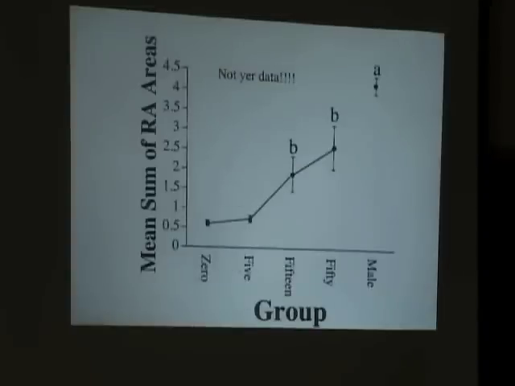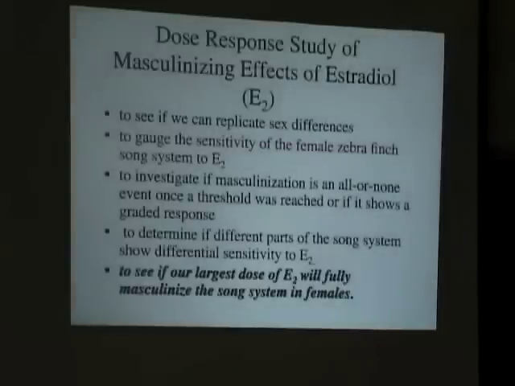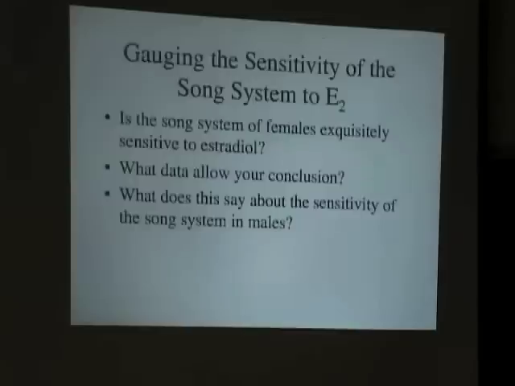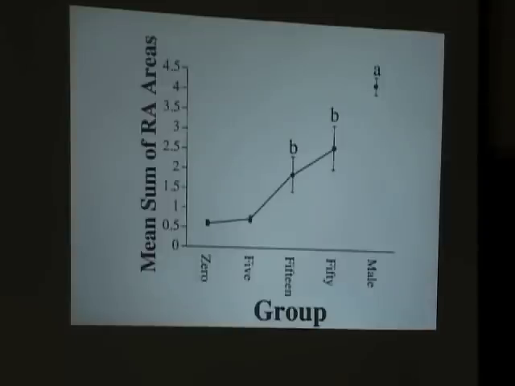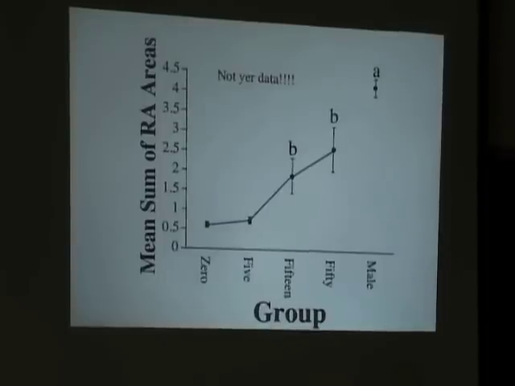Let's do the next one. Gauge the sensitivity of the female zebra song system to estradiol. Okay. Is it exquisitely sensitive to estradiol? And let's see, what data allow this conclusion? And what does it say about the sensitivity of the song system in males? Okay. So here, we got these data. These, I hope, will be similar to your data. So what about the song system? Is it exquisitely sensitive to estradiol? Why or why not?